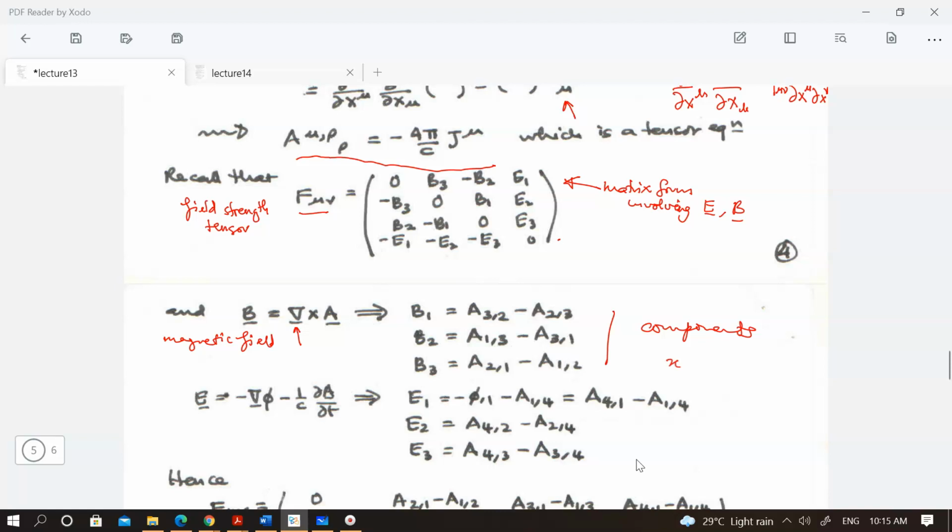Recall that we can write x as the first component, y as the second component, z as the third component. So I can rewrite Bx, By, and Bz as B1, B2, B3, instead of writing in terms of x, y, z. And look at how this is defined in terms of the potential. Your B1 is given by d/dx2 of A3 minus d/dx3 of A2, and similarly for the rest.